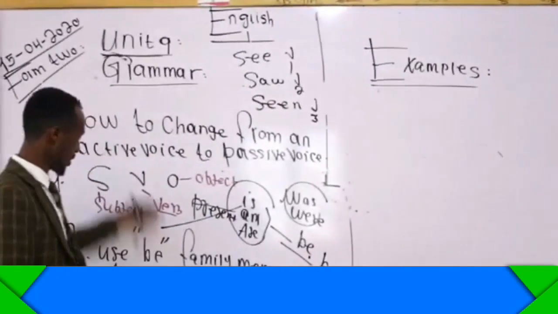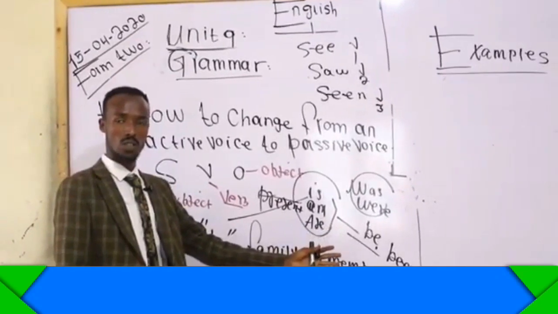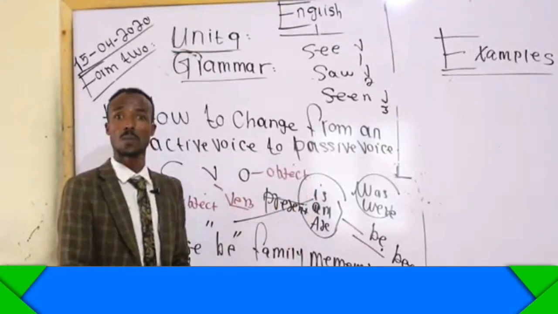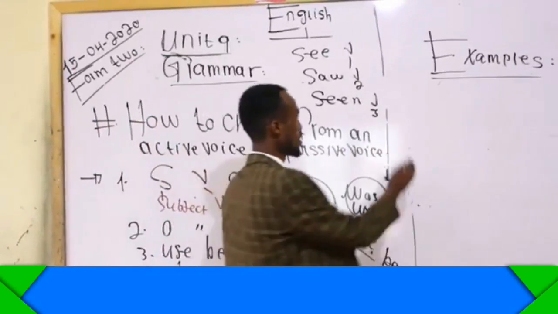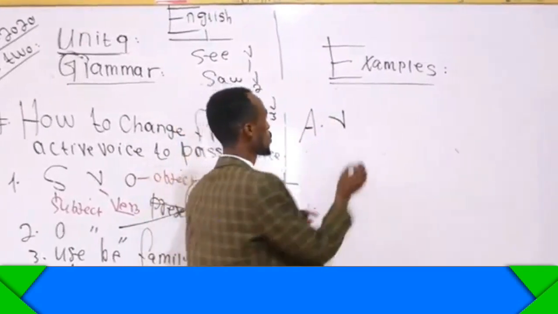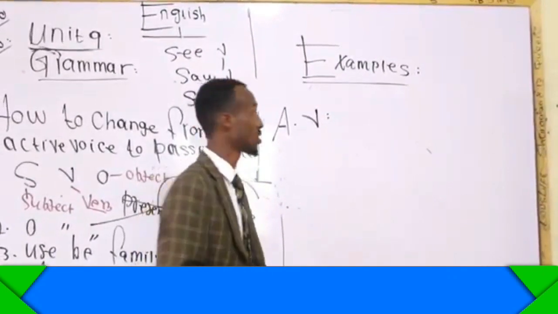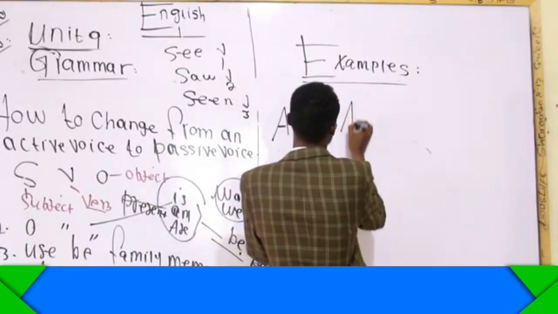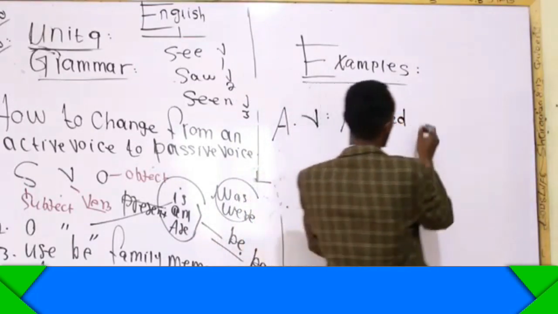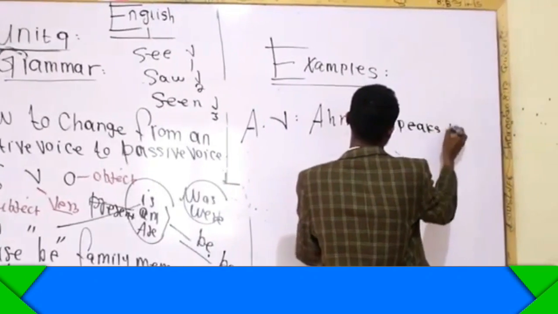Students of mine, here I have taught a simple step that you can follow to change from active voice to passive voice. Now I'd like to apply the formula. This one we call active voice. I have to write one tense. This tense I call simple present tense. It's the easiest tense. For example, I have to say: Ahmed speaks English.